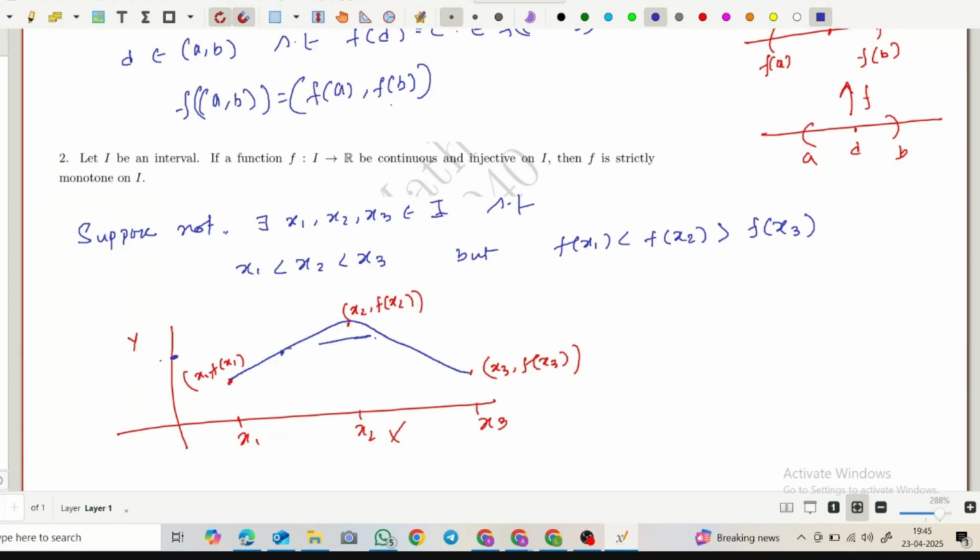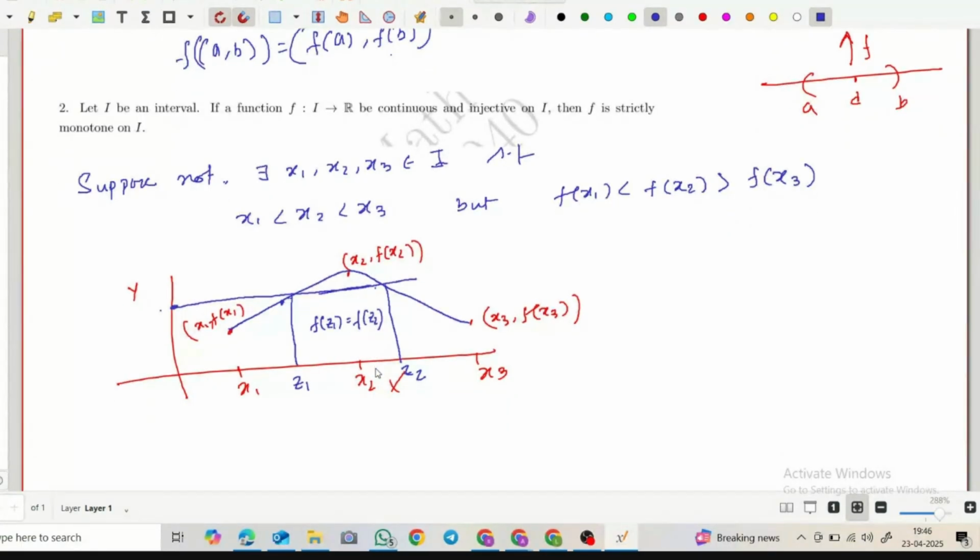Suppose you take this point here. You draw the line here. Now you see you are getting two pre-images, right? So this is, say, Z1 and this is Z2. And as you can see, Z1 and Z2, that is f(Z1) is equal to f(Z2), right? That is good enough, I feel. So you can actually write it down.